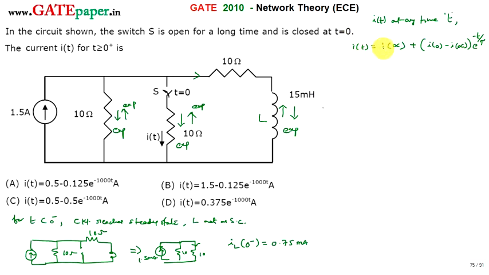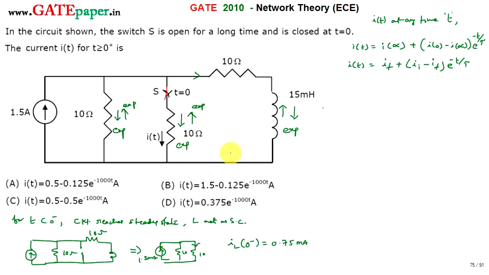I of t is equal to I infinity plus, where I infinity is the steady state final value and I of 0 is the initial value. You can write the same thing as I final plus I initial minus I final into e power minus t by tau. So what we require from this expression is the initial current flowing through this resistor and the final current flowing through this resistor under steady state. We require these two parameters as well as the time constant also.